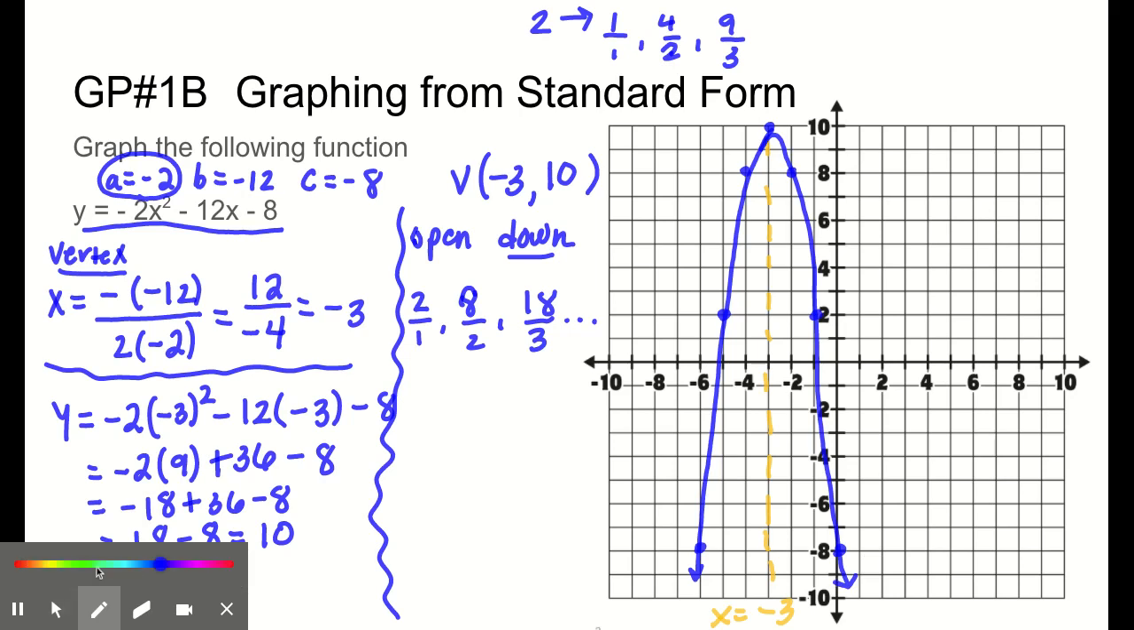And the last thing we want to do is go ahead and check our y-intercept. Here we have a y-intercept at 0, -8. And if we check our constant from standard form, they match up, and we did good. And that is graphing in standard form.